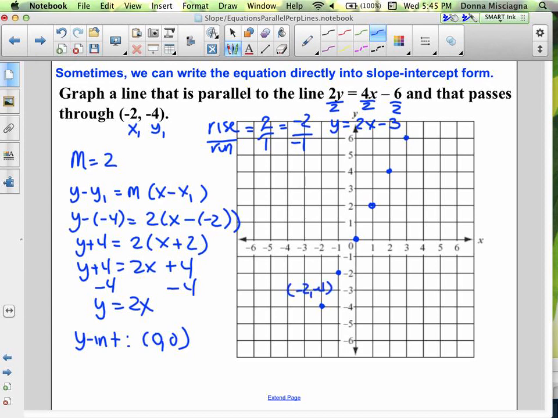So if we didn't want to find the equation in slope-intercept form first, we could just count right from that point that we're given. And it's just the same thing. And so now we will graph our line. Ooh, there it goes. Come on, move over.